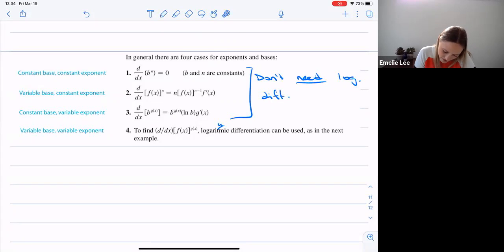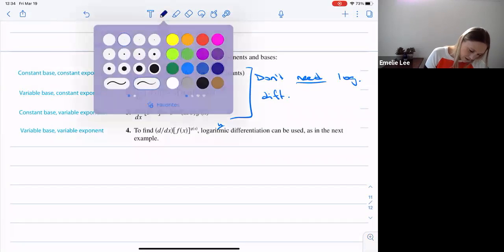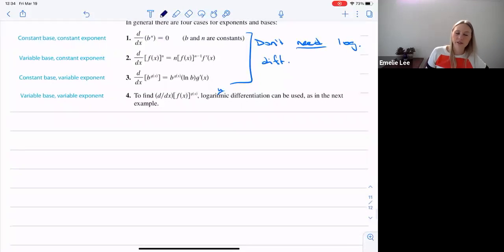But here's the situation. If you have a function and in its power you have another function, then you can use logarithmic differentiation. In fact, that's probably the easiest way to deal with that. So here I'll say another scenario. Scenario 1, you have a really complicated function. You apply the log laws. Scenario 2, you have a function to the power of another function. Then you're going to use log laws as well.